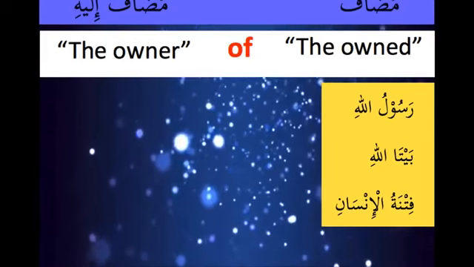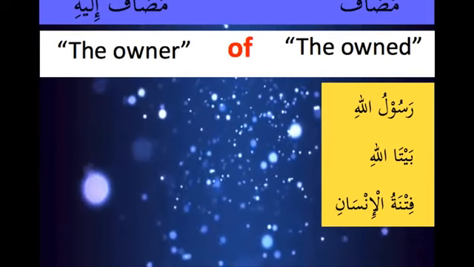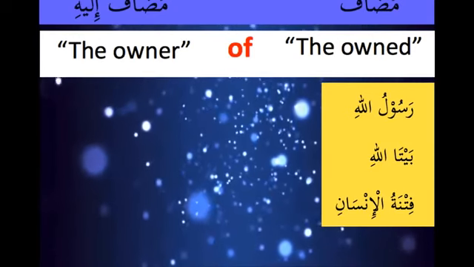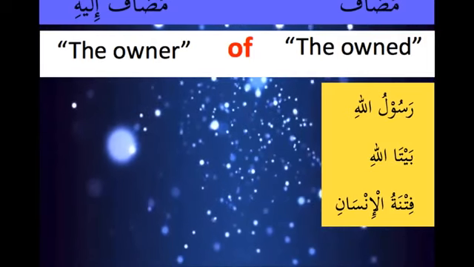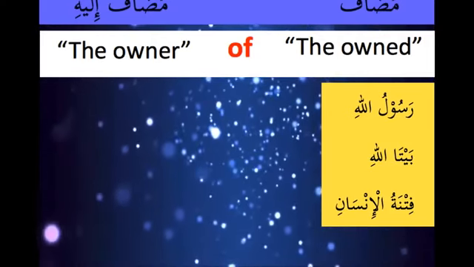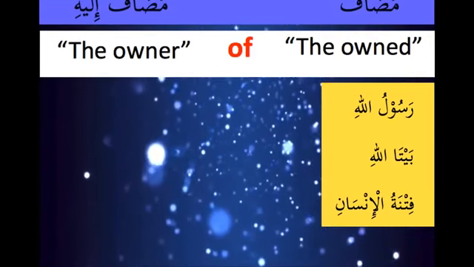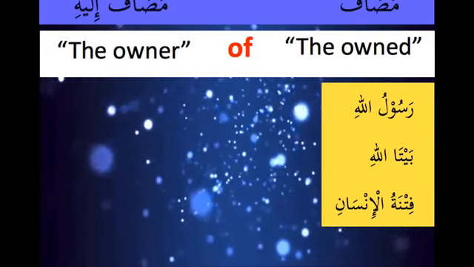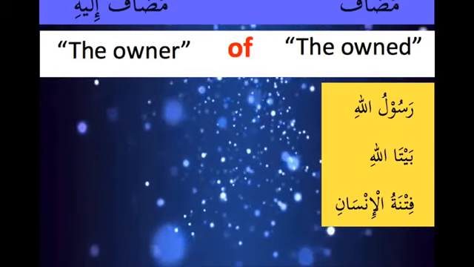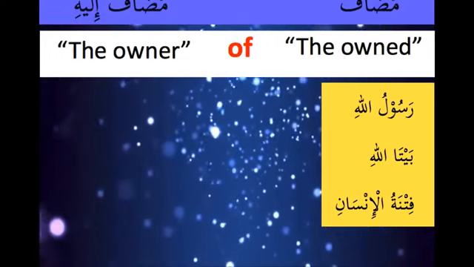So Baytullahi, the house of Allah. Here in this example, Allah is the owner of the house. Bayt is the mudaf, and the word Allah is the mudaf ilayhi. And Fitnatul Insani: Fitnatu is mudaf and Al Insani is mudaf ilayhi, and mudaf ilayhi can have al and can have tanween.